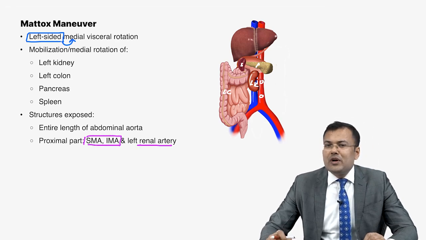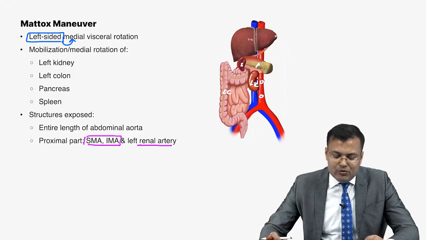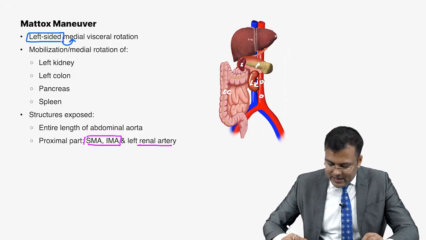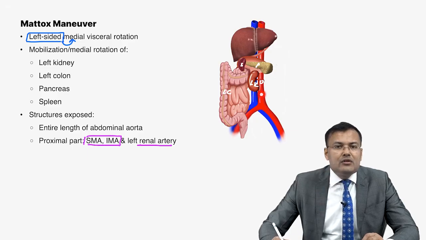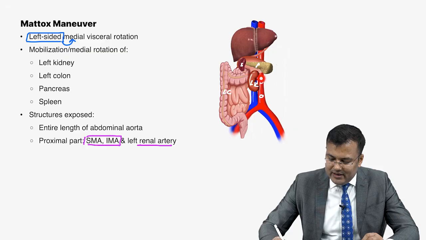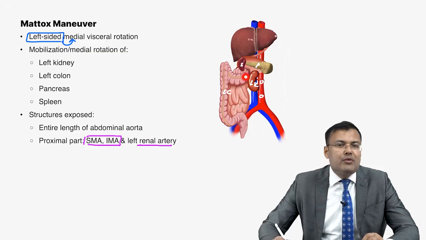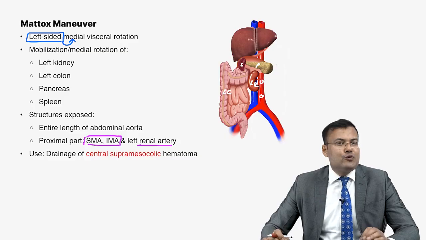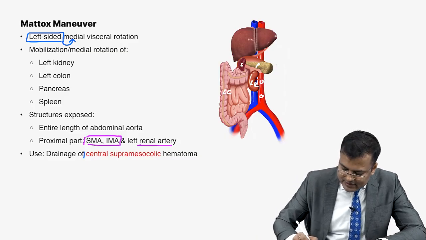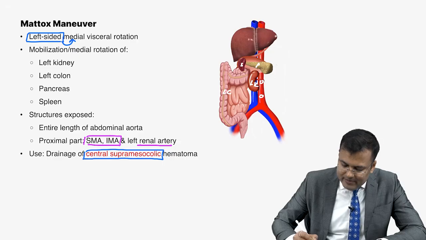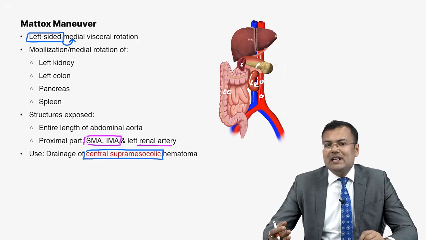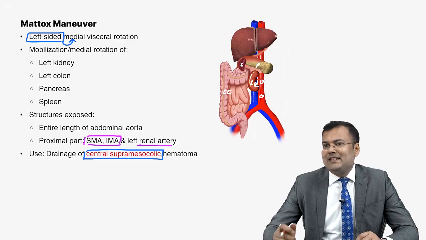Now can you tell me what is the role of this Mattox maneuver? Actually it is used for drainage of central supramesocolic hematoma. Clear here? So it is central supramesocolic hematoma. So this is used for drainage of central supramesocolic hematoma, Mattox, also known as left-sided medial visceral rotation.